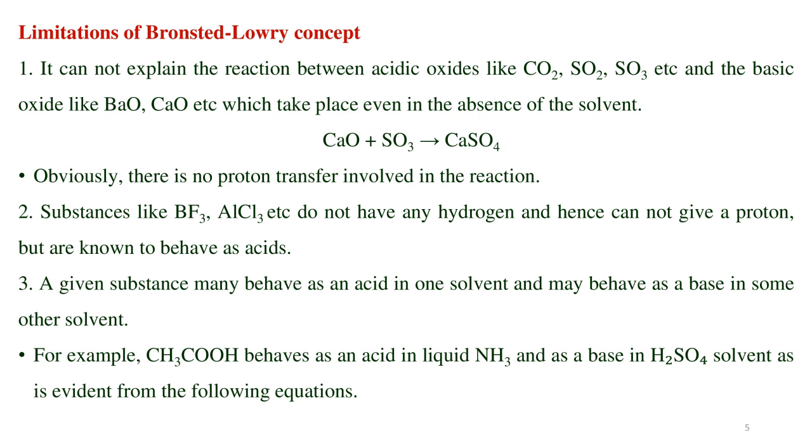Substances like BF3, AlCl3, etc. do not have any hydrogen and hence cannot give a proton but are known to behave as acids. A given substance may behave as an acid in one solvent and as a base in some other solvent. For example, acetic acid behaves as an acid in liquid ammonia and as a base in sulfuric acid solvent, as is evident from the following equation.